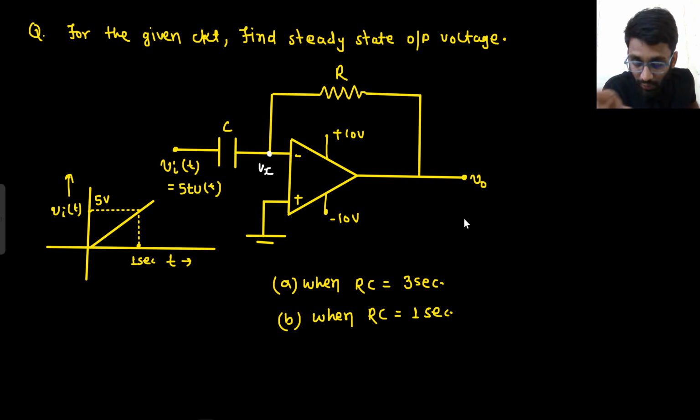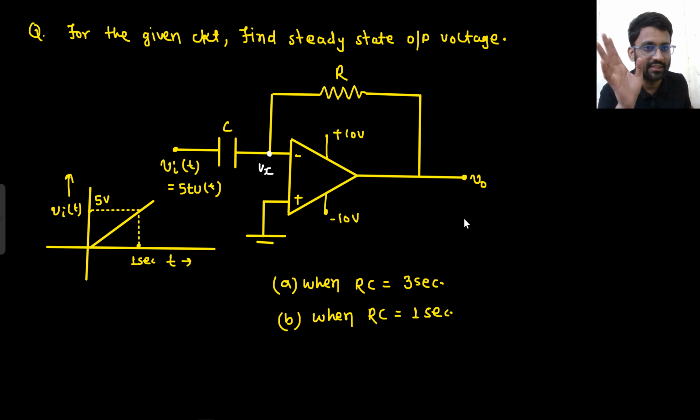So you need to solve this problem. A simple CR circuit is there, the same circuit is there. The input is 5t u(t) now. You need to tell me the steady state V naught voltage. First condition you need to take RC equals 3 seconds. The second condition you need to take RC equals 1 second. And you need to tell me the V naught value.